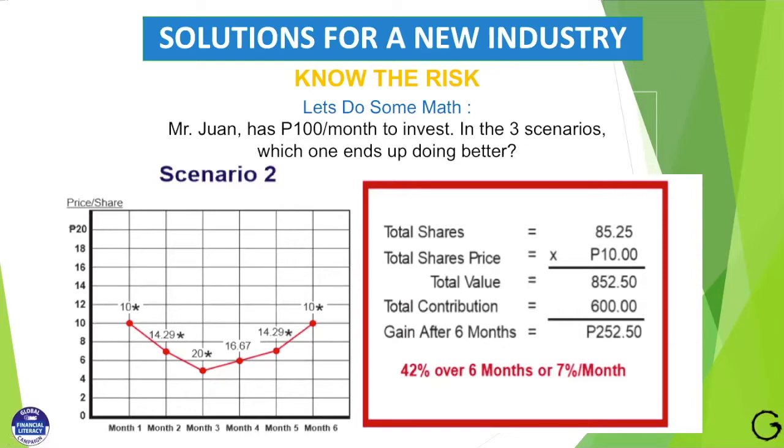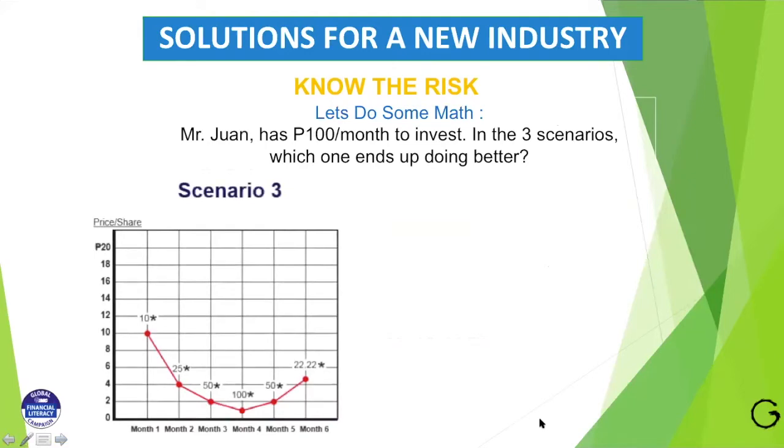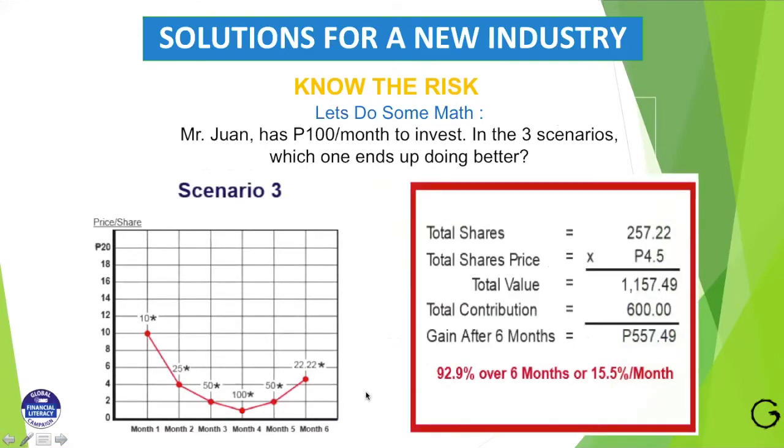So again, you subtract your total contribution of 600, you gain 252.50, which is 42% over 6 months or 7% per month. And then the third scenario, ganun din. Bumaba ngayon yung price ng stock and then slowly it is gaining. Do the same thing. You divide your amount of investment by the price of the share up to the 6th month. So total shares will be 257.22 times 4.45, which is the current price. Total value is 1,157.49. Less 600, again, contribution mo, nag-gain ka na ng 557.49, which is 92.9% over 6 months or 15.5% per month.